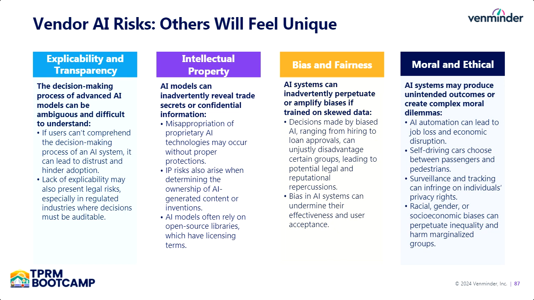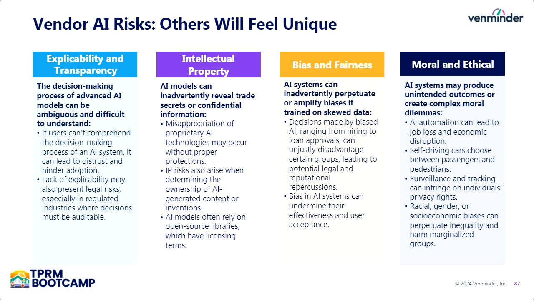These last two I do want to focus on because they're very unique to AI. One is bias and fairness, and that means that AI systems can inadvertently amplify bias if they're trained on bad data. So that means decisions about everything from hiring to loan approvals can really mess up and unjustly disadvantage certain groups. And this can cause all kinds of legal issues and reputational issues.